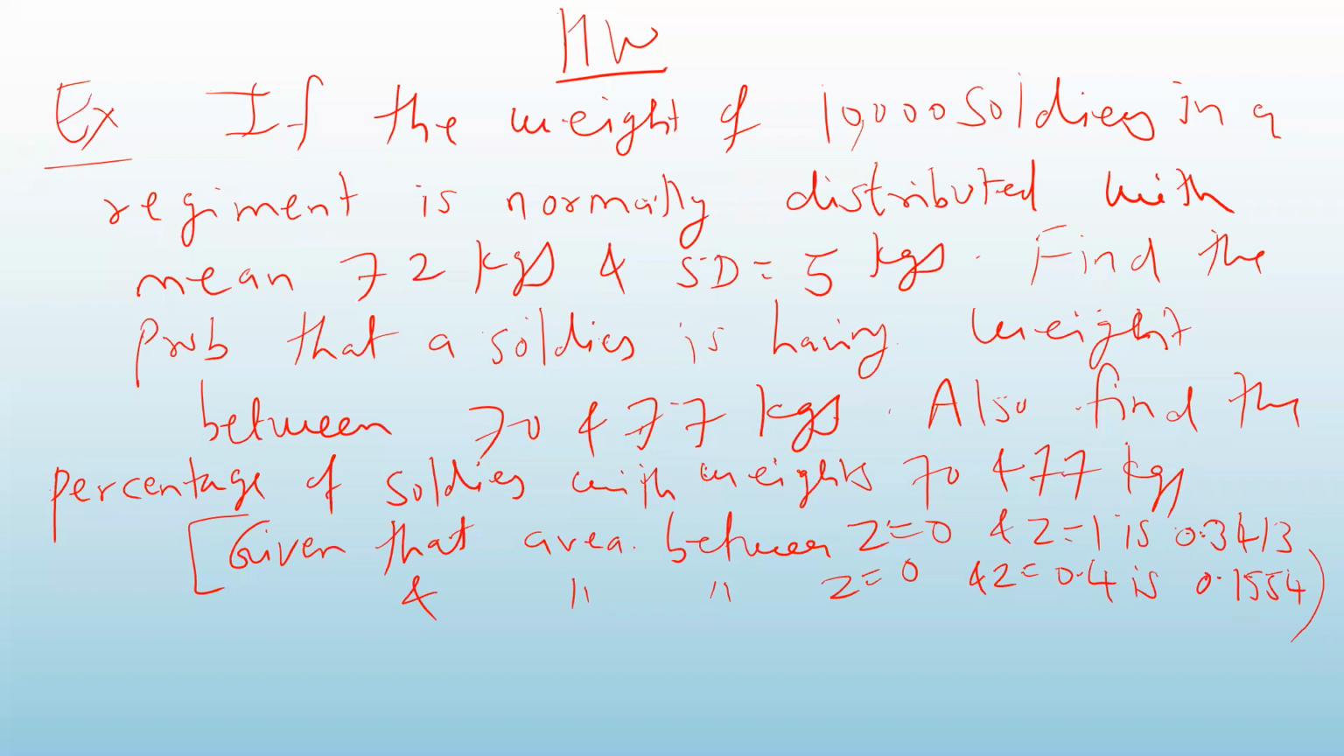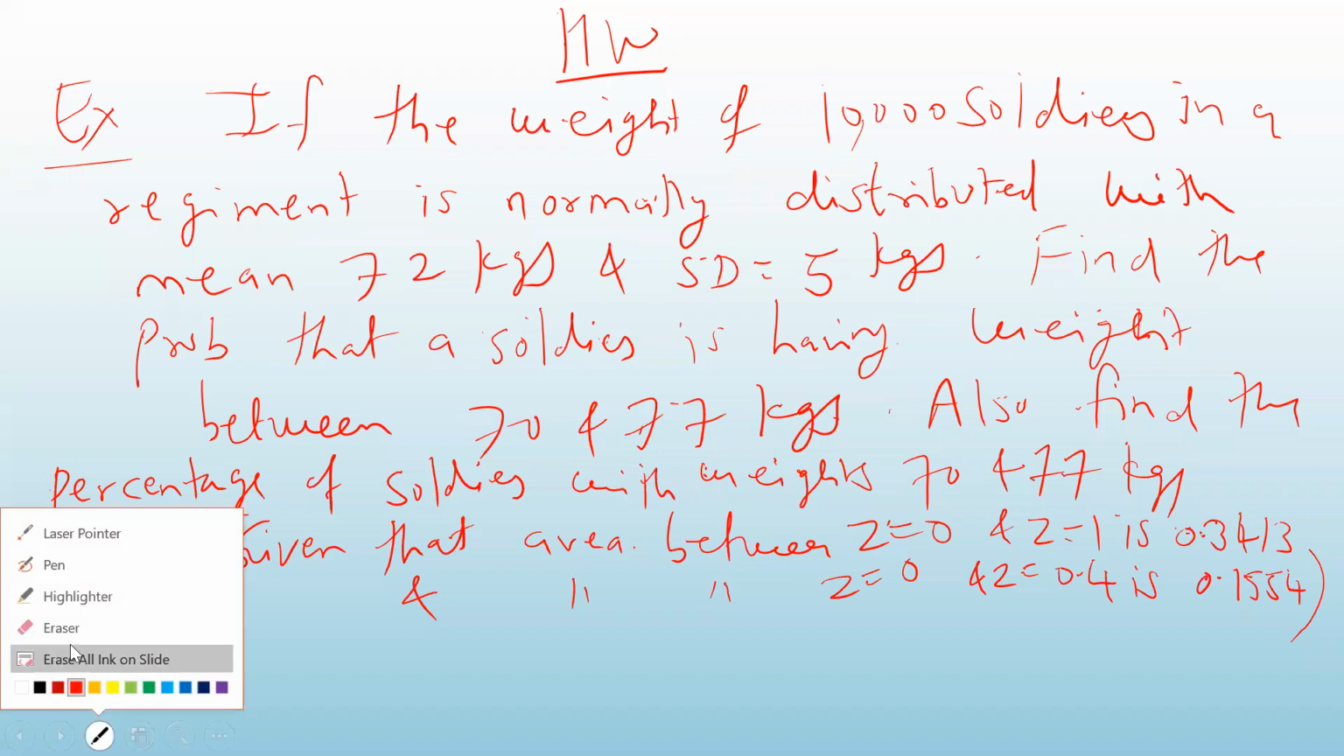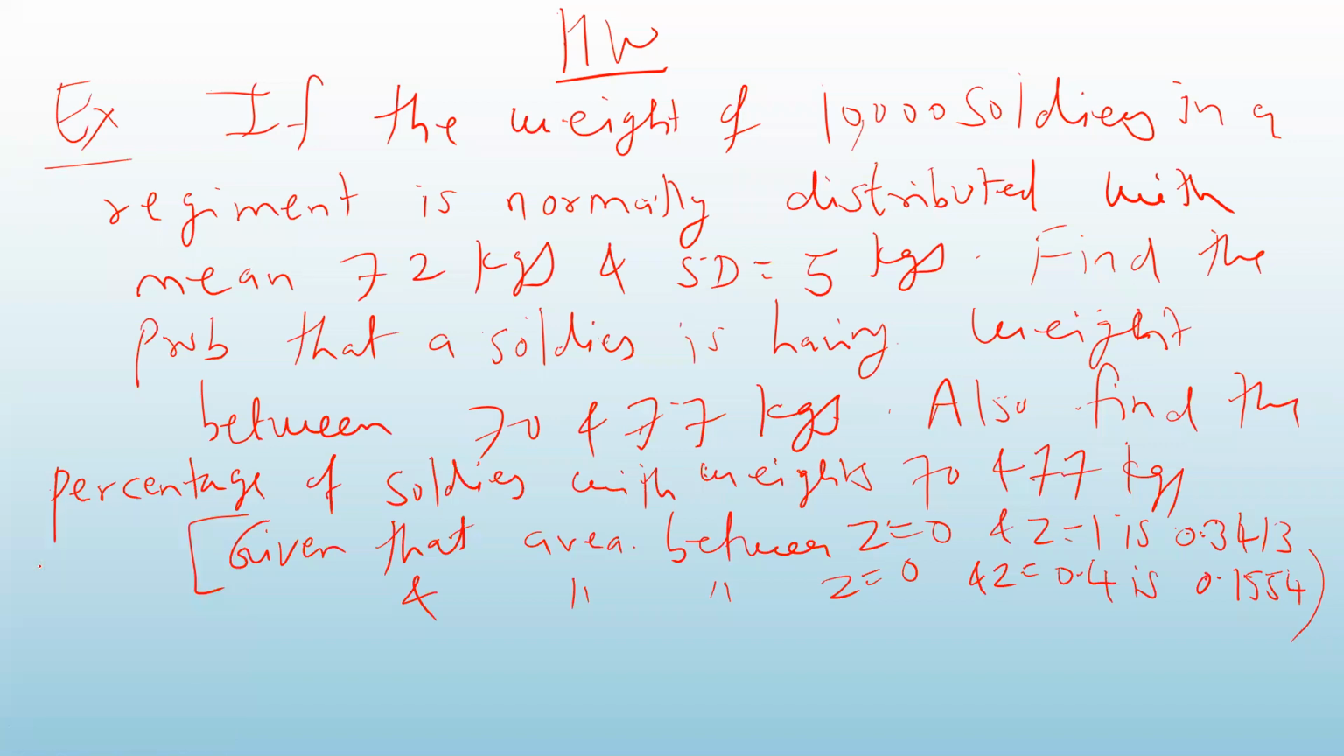And how to do it? I'm giving you the hint here. What you have to do, let us call x as the weight of the soldier. So x weight is normally distributed. You are given that. Weight is normally distributed. So you want to find out the probability that x is between 70 and 77. Do that. So what is the hint? You have to find out the probability that x is between 70 and 77.